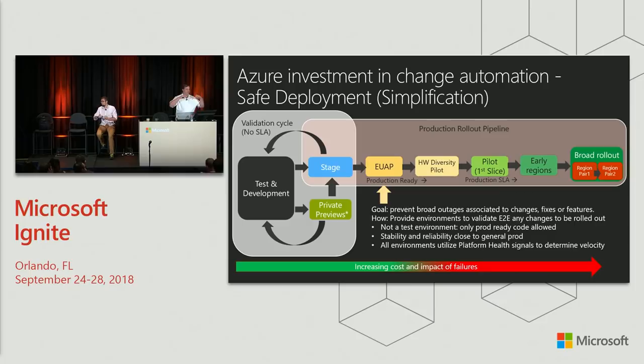So as we continue to move through, the pilot clusters are next. We have hardware pilots. We have actual, what we call first slice, where these are clusters that are largely Microsoft clusters, where we are actually owning and running services there of our own. So we're dog fooding, we're testing against ourselves, and only when we feel really confident do we start into that early regions of the rest of the cloud.